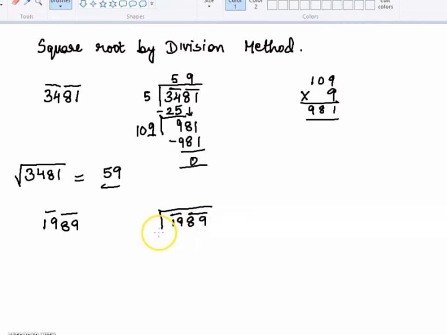Now when I think of the nearest perfect square of 19, I can say 4 4s are 16 is the nearest perfect square, because 5 5s are 25 will be greater than 19, so I can't have that. So then 19 minus 16, after subtracting I will get 3, and then the next step is to bring this group 89 down. Then the next step is to double this number, so it will become 8.